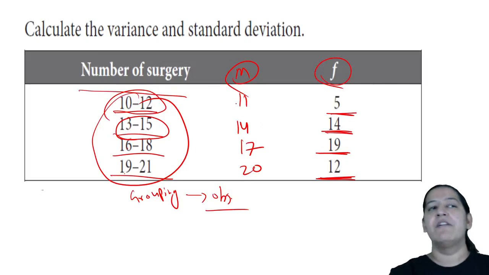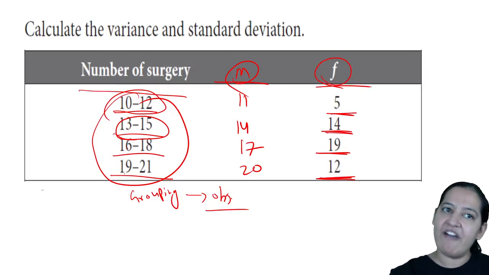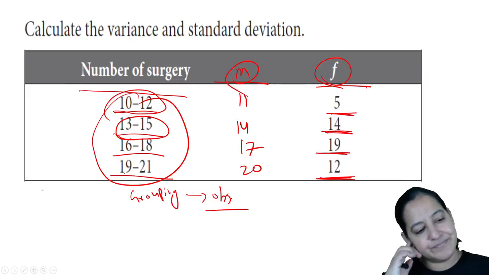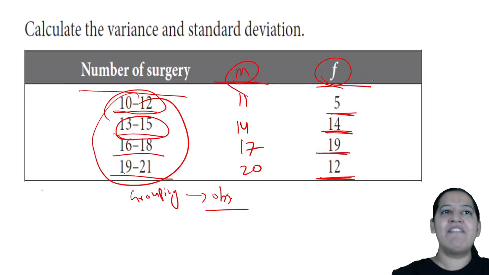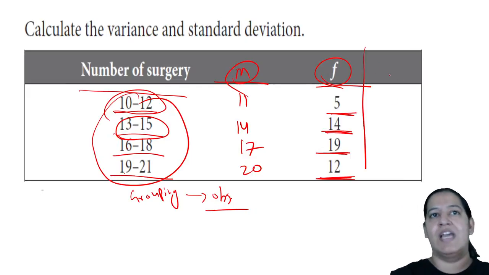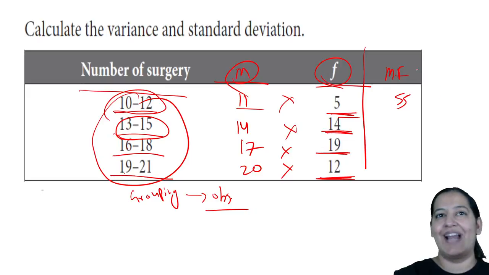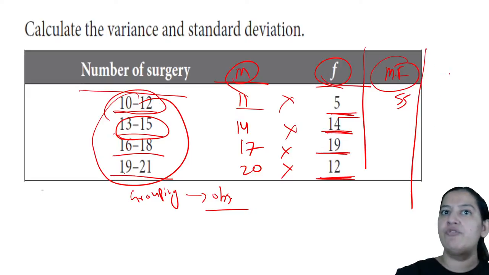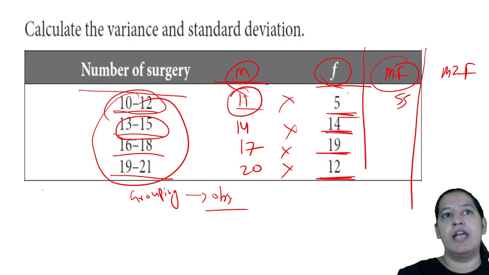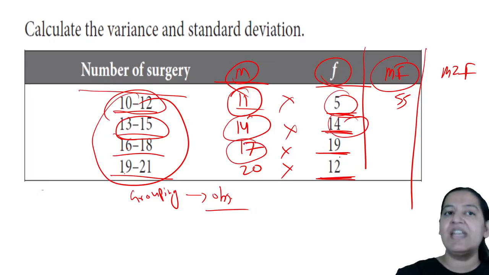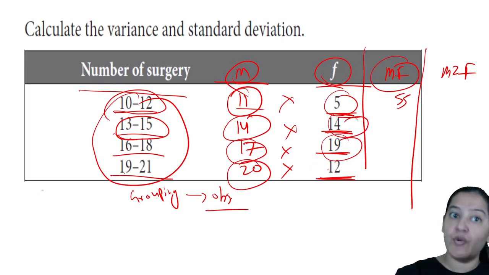Frequencies are already there. We have the midpoints and the frequencies. So we have M, we have F. We will calculate two things. First, M into F. Just do the multiplication. 11 into 5, 55. I'm not doing the calculations. The second thing you have to find is M square F. Do the M square: 11 into 11 into 5, 14 into 14 into 14, 17 into 17 into 19, 20 into 20 into 12.